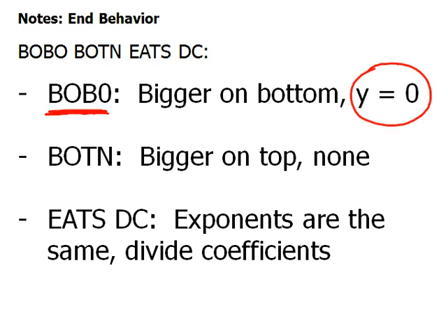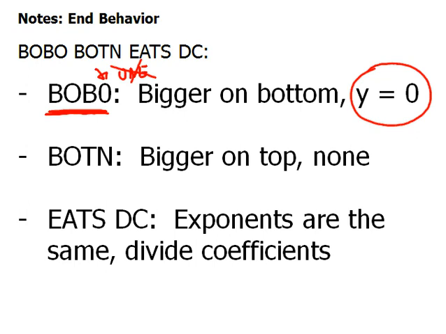Okay? Now, you might notice I actually spelled BOBO here with a 0, because sometimes people think instead of it being 0, it's actually 1. So they try to say there's a horizontal asymptote at y equals 1. Don't do that. All right? If it's bigger on bottom, then it has a horizontal asymptote at y equals 0. BOTN: bigger on top, then there is no horizontal asymptote.